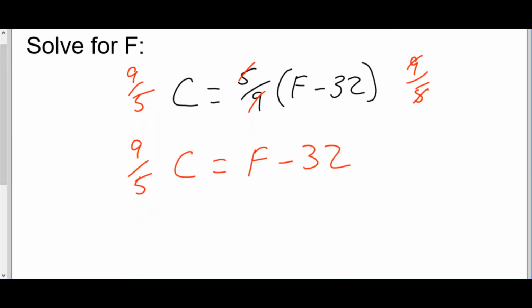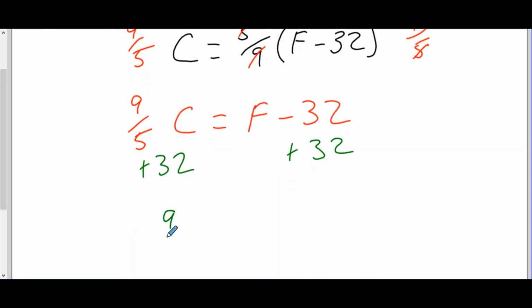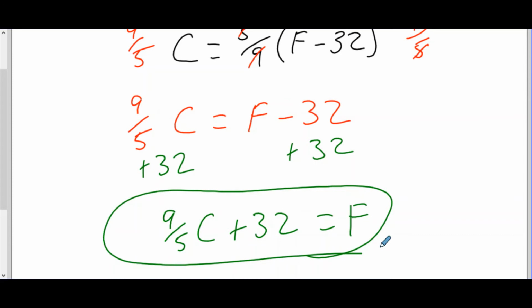And then all I have to do is add 32 on both sides, and you get 9/5 c plus 32. Again, they're not like terms, we can't actually add them, equals f, which is the same answer I got earlier, just a little bit faster.